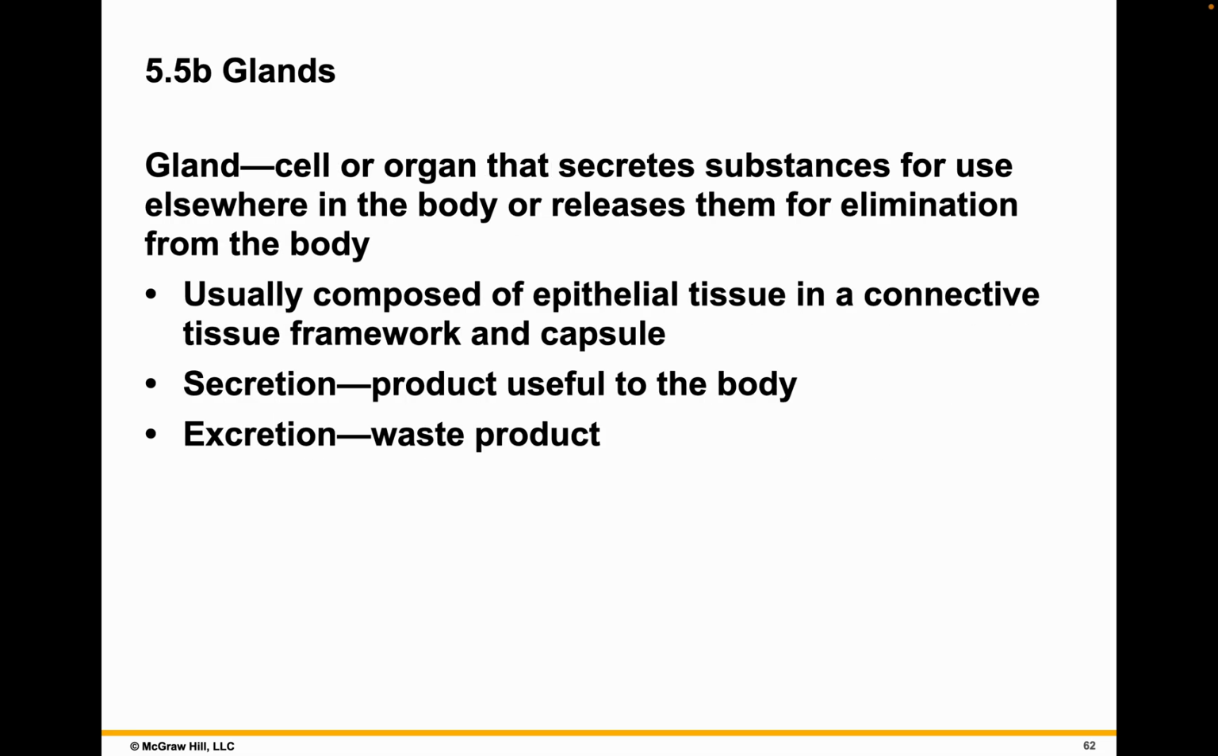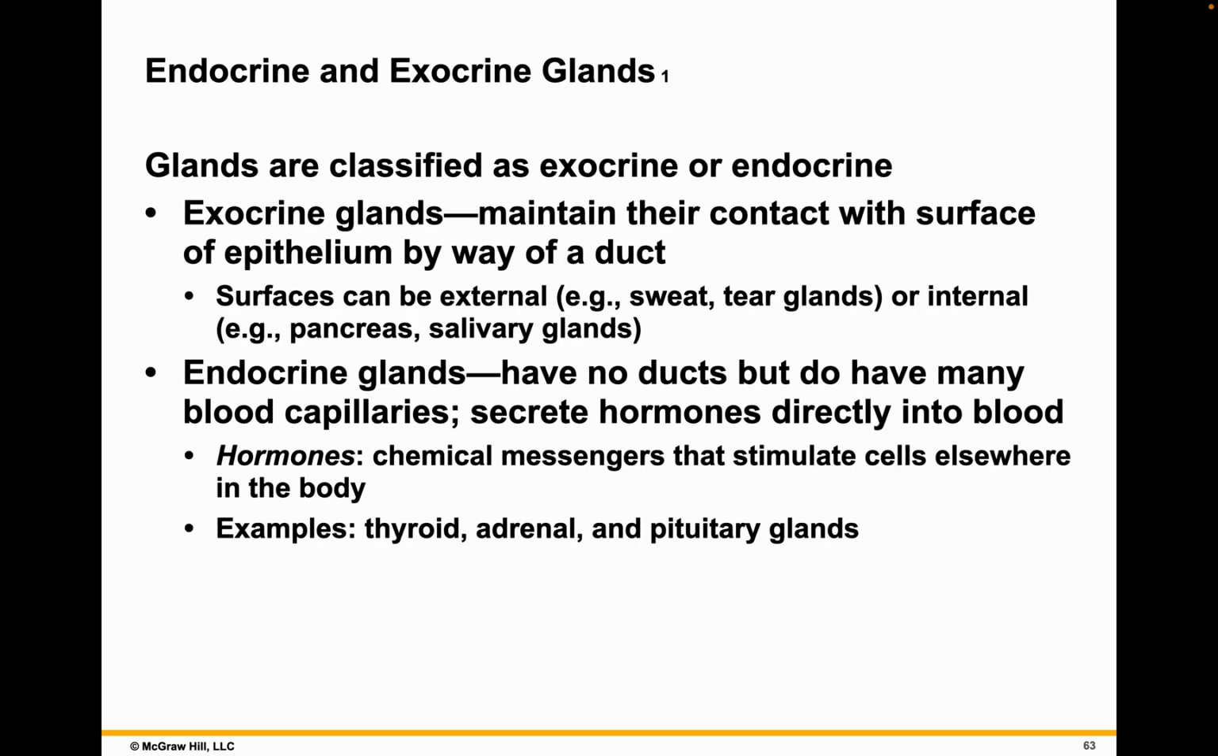Glands are cells or an organ that secretes a substance for use somewhere else in the body, usually composed of epithelial tissue and a connective tissue framework and capsule. They are involved in secretion, the production of something useful to the body, or excretion, removal of a waste product. Glands are classified as either exocrine or endocrine.